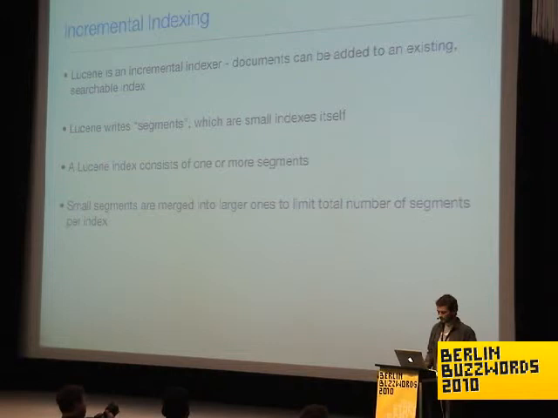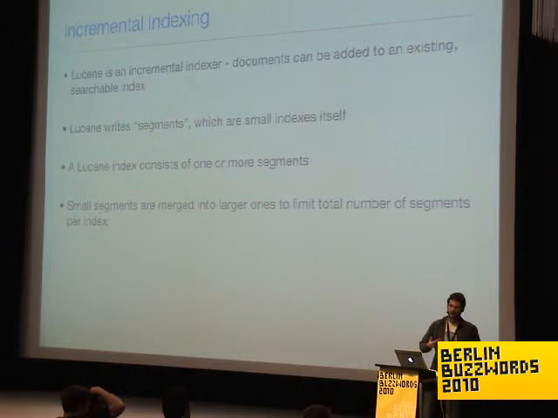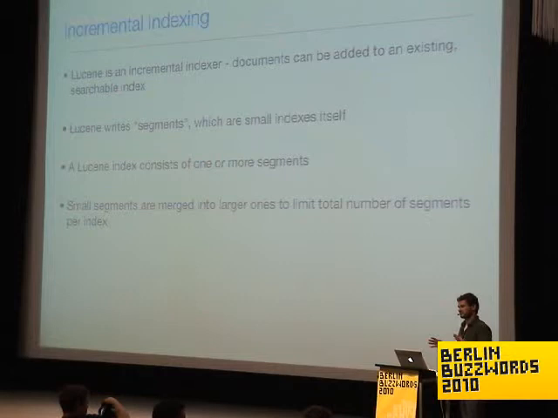To achieve that incremental behavior, Lucene writes what are called segments. A segment itself is a small index that is searchable. When you want to add more documents to an index, Lucene appends more of these segments. A Lucene index then always consists of multiple segments, and you have readers on top that hide the fact that you have multiple segments underneath.